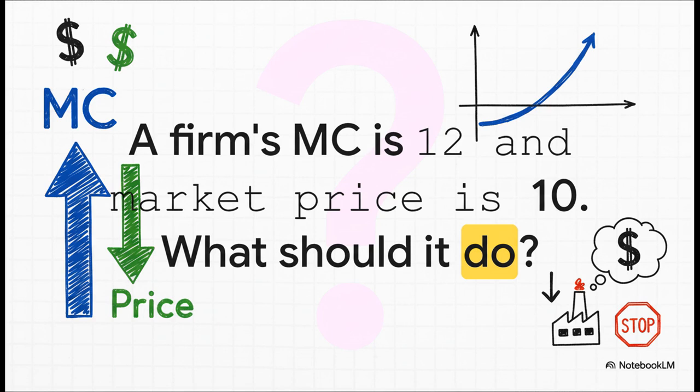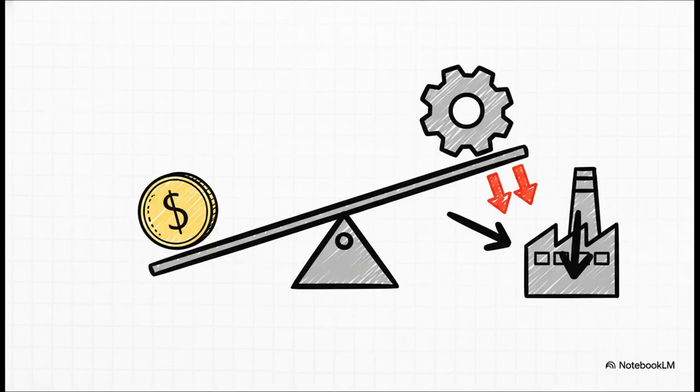Okay, take a good look at this one. The market price, which remember is the firm's marginal revenue, is 10, but the cost to make one more unit is 12. So to maximize its profit, what should this firm do? Take a second to think it over. The correct answer is B, decrease its output.